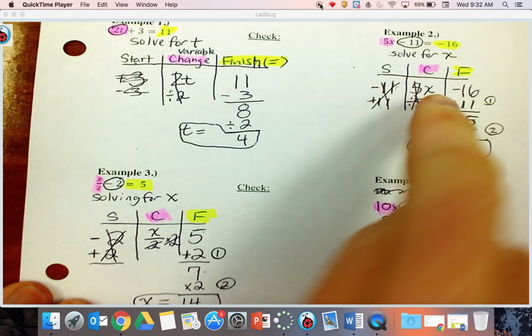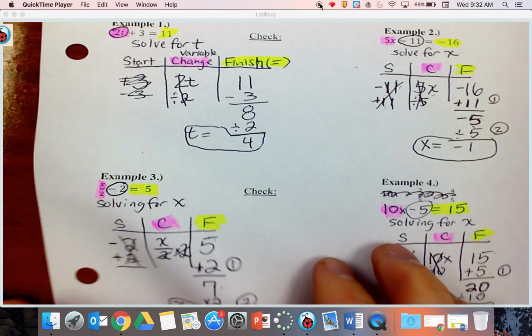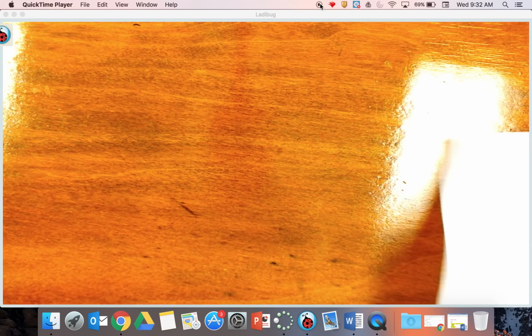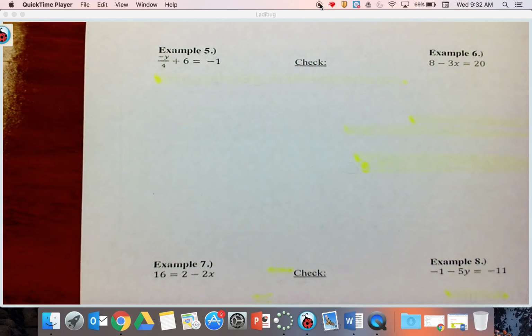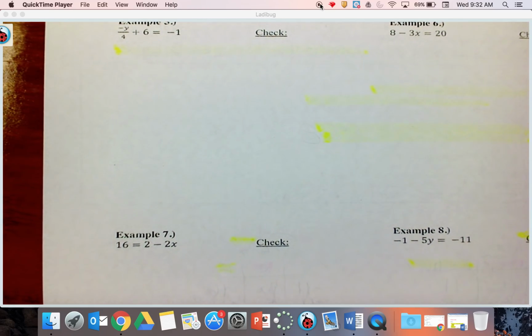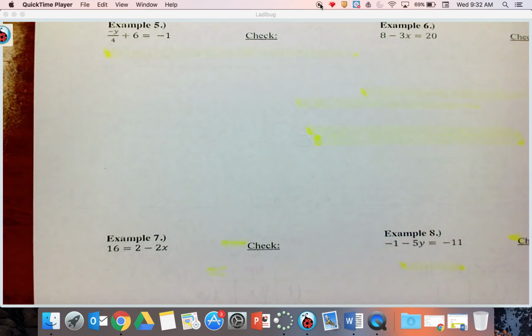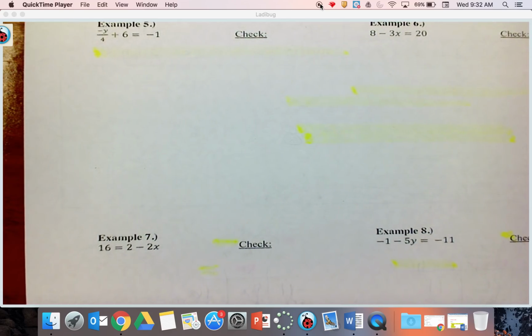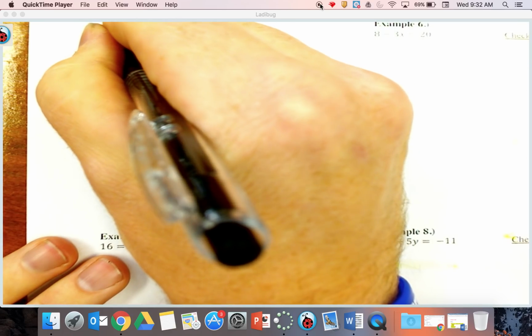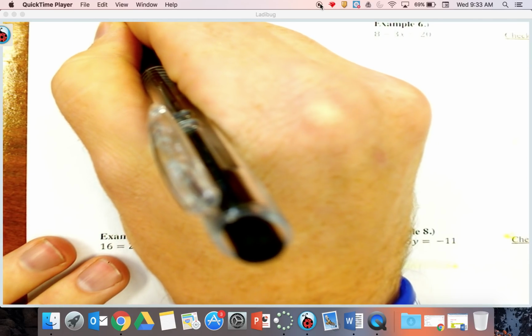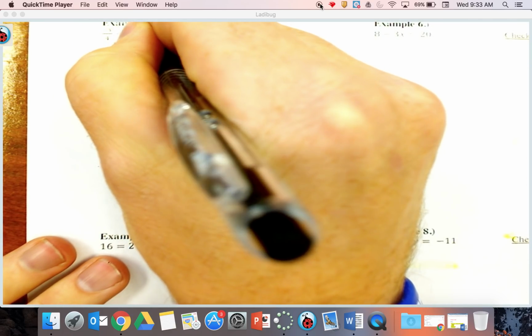So if you use your organizer to help you set up, you should be able to get those completed. So you have 4 examples here on the back if you use those. Use your organizer, set those things up, look at what you're trying to solve for. So remember on this one, we're solving for y.